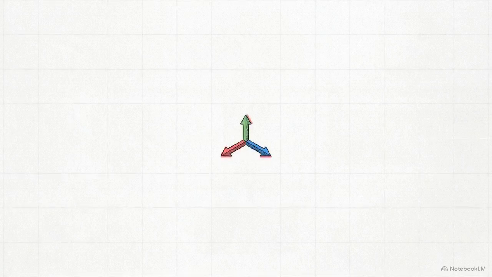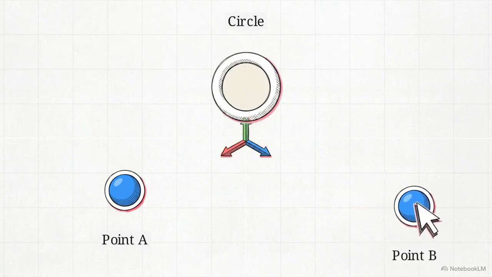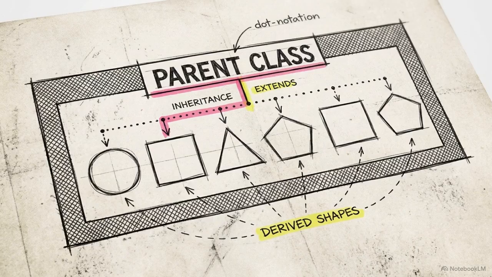Let's look at the components we will be wiring together. Here on the grid, we have a circle, point A, and point B. Right now, they have no relationship to each other. In object-oriented design, we organize elements like these into families or classes. A class acts as a master template.